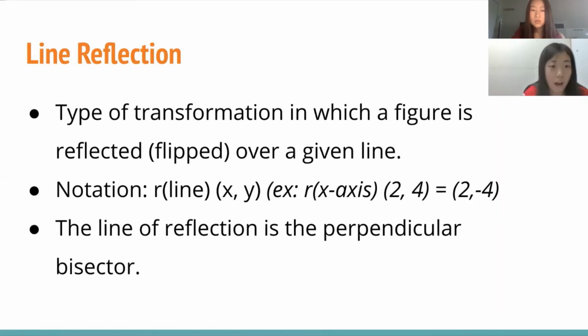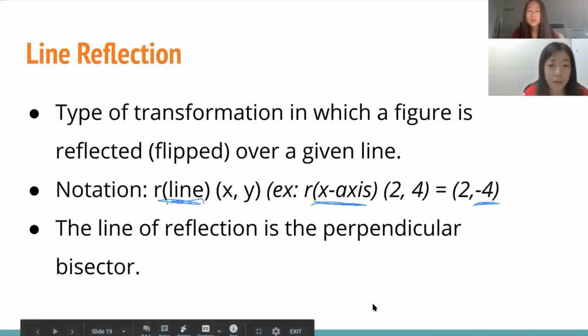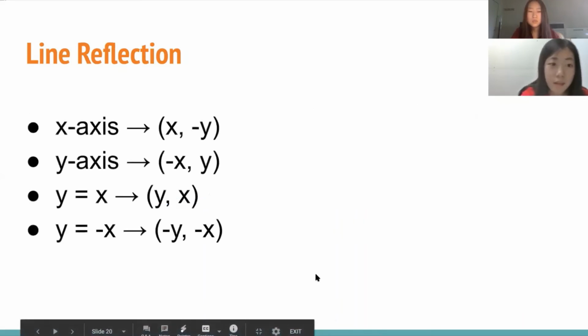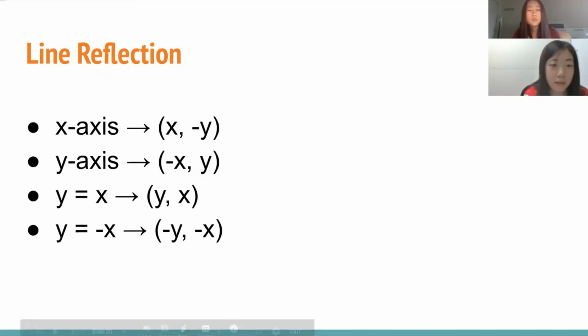So now we have line reflection. This is a type of transformation in which a figure is reflected or flipped over a given line. This is a notation. The line reflection depends on what line it will be. So if it's reflected over the x-axis, you just have to negate the y, which will be -4. And the line of reflection is the perpendicular bisector. So depending on what line is reflected over, the notations will be different.